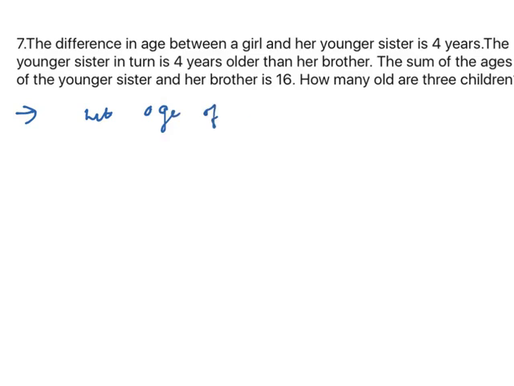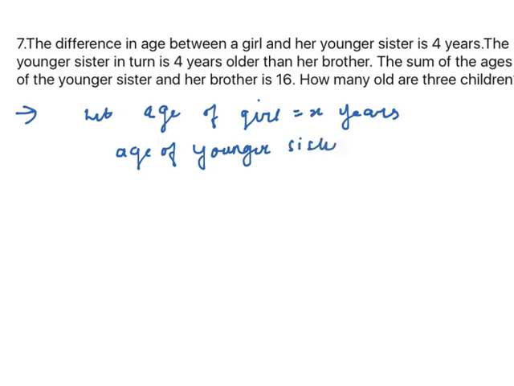age of girl is equal to x years. So it means age of her younger sister will be x minus 4. As it is given, the difference in age between a girl and her younger sister is 4 years. So age of younger sister is equal to x minus 4 years.